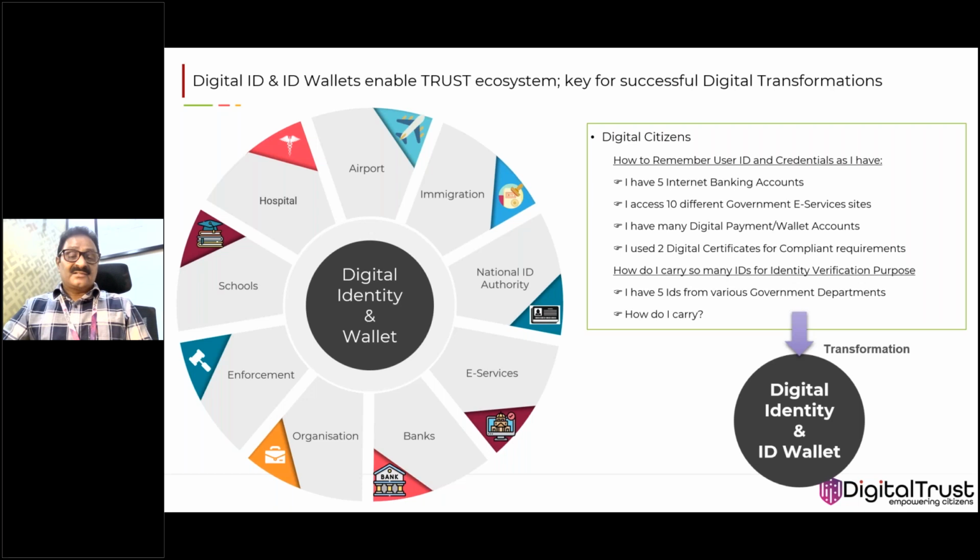So let's look at where digital identity and wallets are to be used. Wherever you are asked to prove your identity, you prove your ID. A few examples could be hospitals, schools, enforcement agencies. Somebody wants to verify your driving license: how do we do it digitally? Banks are one of the key stakeholders in the entire ecosystem, along with e-services. Now, on the other side, in the digital world, digital citizens are confronted with a multiplicity of problems. I have 5 bank accounts and internet banking, I have access to 10 different government services, and I have many digital payment wallets, accounts, and so on.